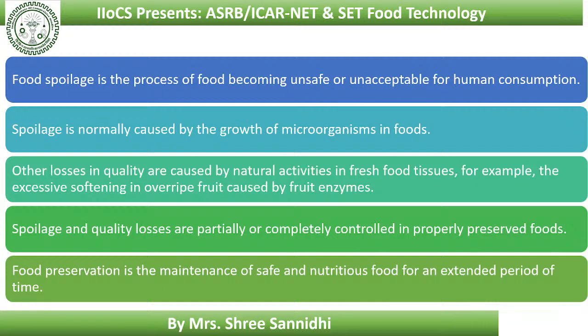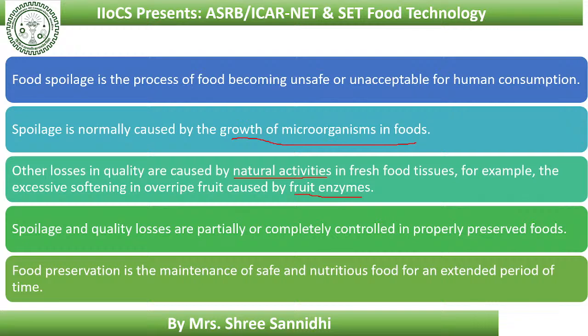Food spoilage is the process of food becoming unsafe or unacceptable for human consumption. Spoilage is normally caused by the growth of microorganisms. Other losses in quality are caused by natural activities in fresh food tissues. For example, the excessive softening in overripe fruit caused by fruit enzymes. Spoilage and quality losses are partially or completely controlled in properly preserved foods.